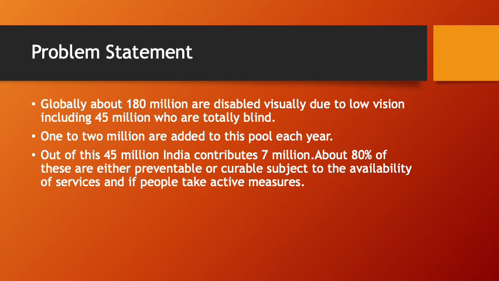Coming to the problem statement, globally about 180 million people are visually disabled due to low vision, including 45 million who are totally blind. 1 to 2 million are added to this pool each year. Out of this 45 million, India contributes about 7 million cases. 80% of these are either preventable or curable, provided services are available and people take active measures.